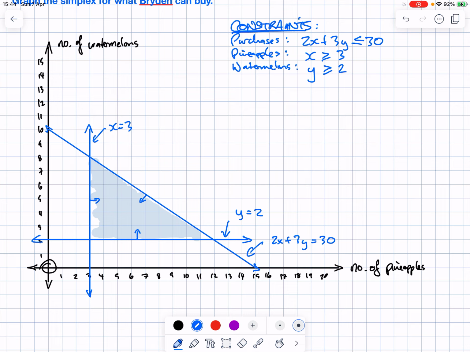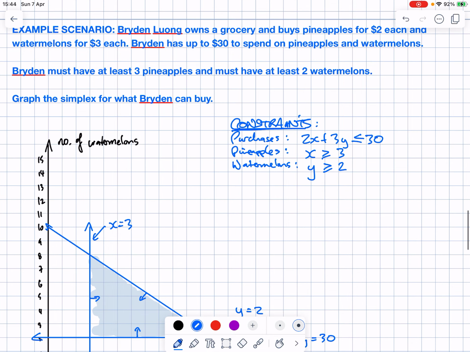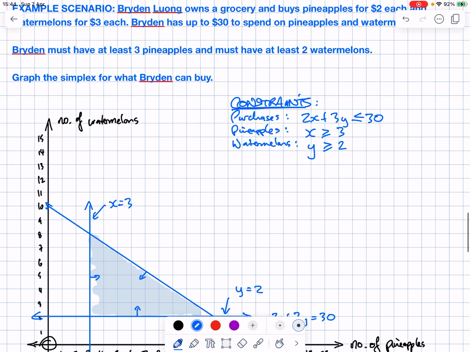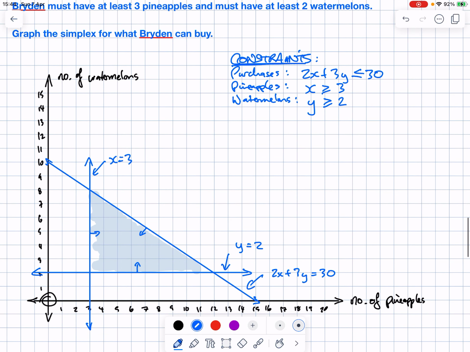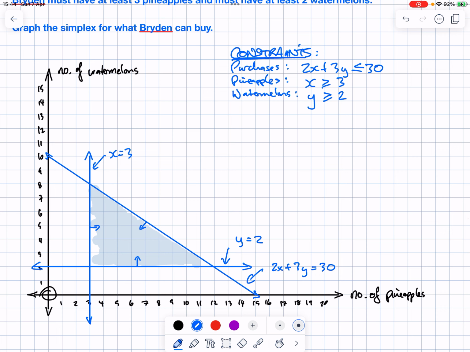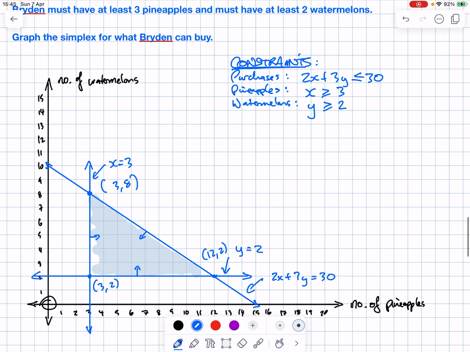representing the feasible region of solutions for this problem of Bryden buying pineapples for $2 each, watermelons for $3, having up to $30 to spend, but he needs to have at least 3 pineapples and at least 2 watermelons. Not quite done yet. I need to indicate the vertices, so that is 3, 8. This is 3, 2, and this is 12, 2. That is how you draw a simplex at this level of expectation.